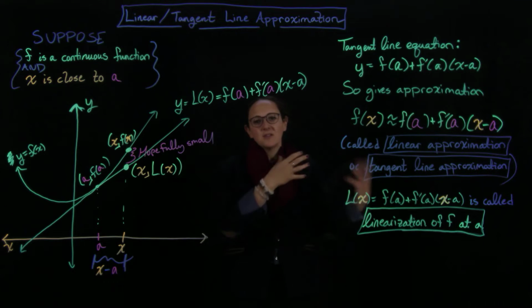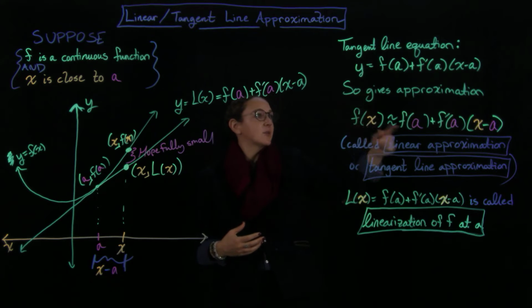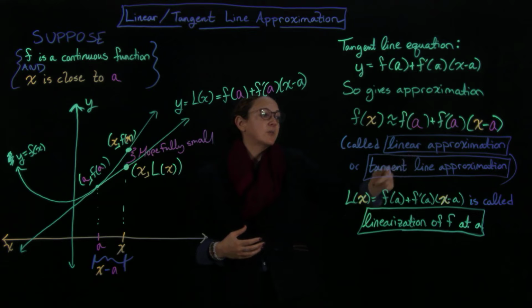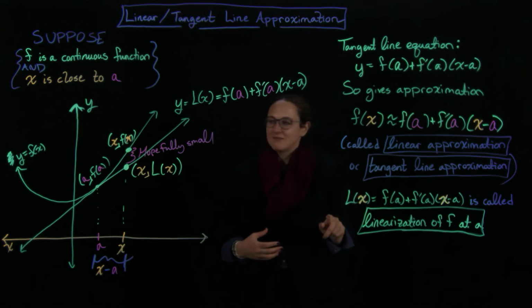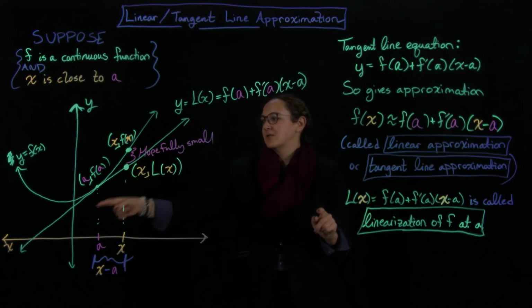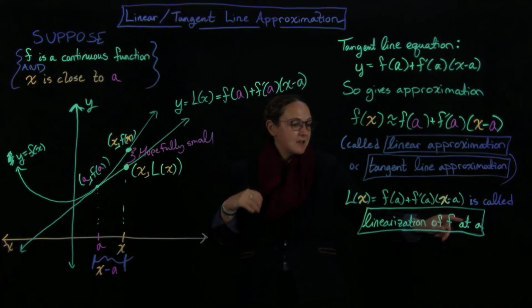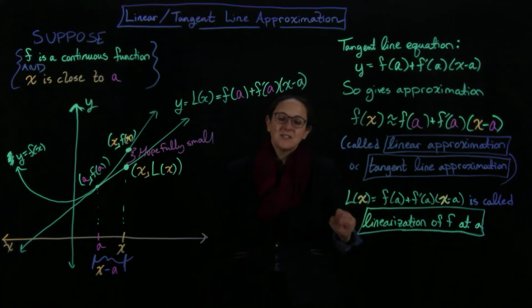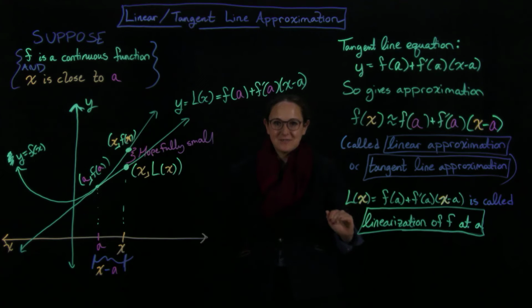Okay, and then there's just some terminology here. That was the tangent line equation. We already know this. This gives us the approximation, which is called the linear approximation or the tangent line approximation. And this function, which really gives you the tangent line, is the linearization of f at a. You would get a different linearization, a different function, at a different a, just like you get a different tangent line at a different a.